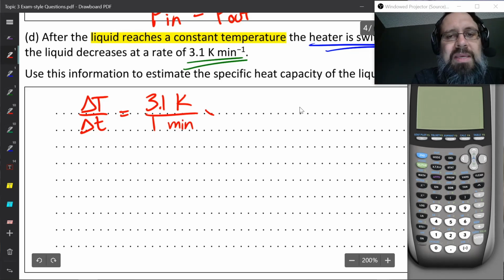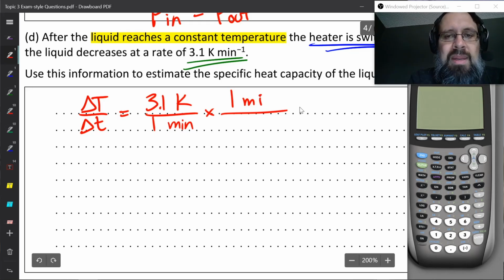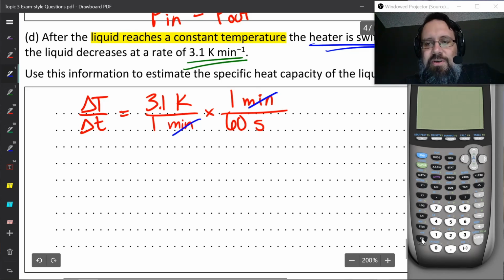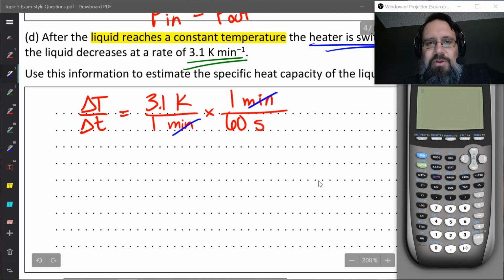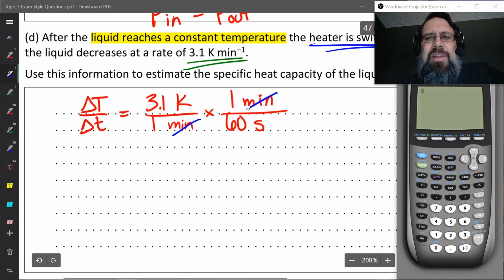So what I'm going to do immediately is change that to seconds. I know that 1 minute is 60 seconds, and that way I can get my minutes to go away and I'll have it in kelvins per second. That's going to be way more useful to us because the 35 watts is already in per seconds. So we need to get out of per minutes and get into per seconds. The reason it was expressed in per minutes, you'll see why.